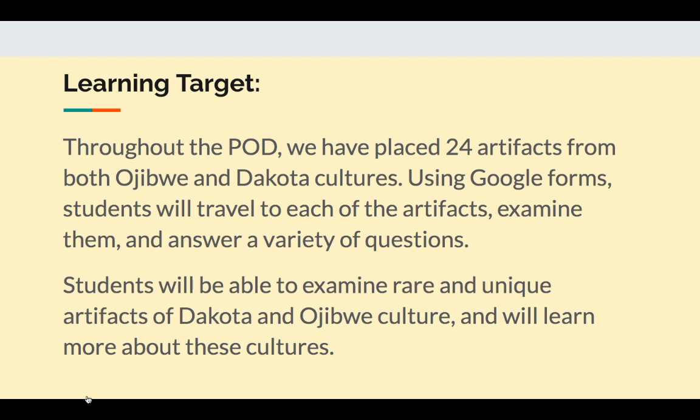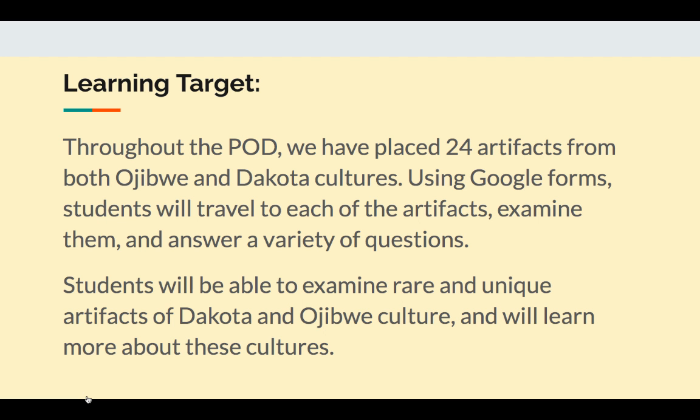So our target today, throughout the pod, we've placed 24 artifacts. They're both Ojibwe and Dakota culture items. Using the Google Forms that we will assign you, you're going to travel to each of the artifacts, examine them, and answer a variety of different types of questions. Some will be short answer, some will be multiple choice, some will be check boxes. This is really cool because these are some rare and unique and expensive artifacts of Dakota Ojibwe culture.